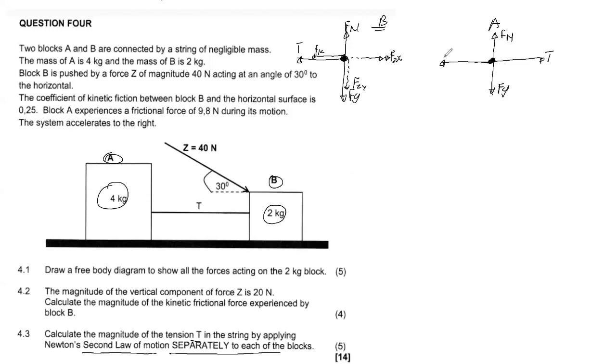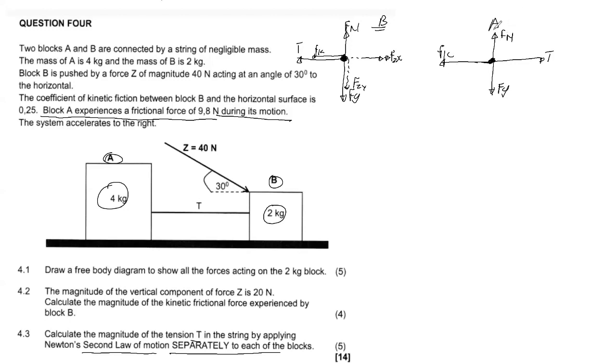Then we obviously have the kinetic frictional force, because this one as well is experiencing a frictional force. They told us here, block A experiences a frictional force of 9.8 newtons during its motion. So it's kinetic frictional force because it is experiencing this friction as it is moving, right?